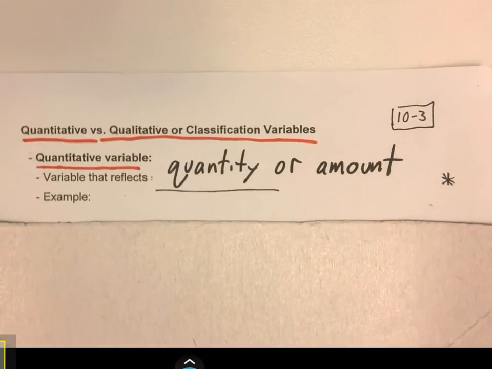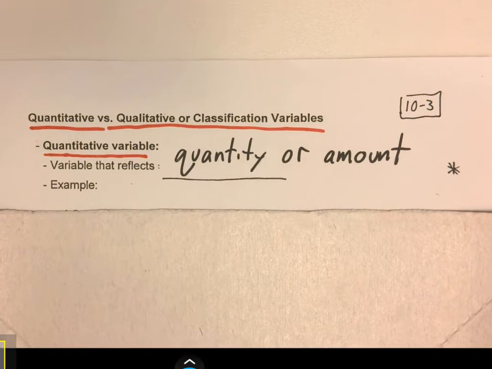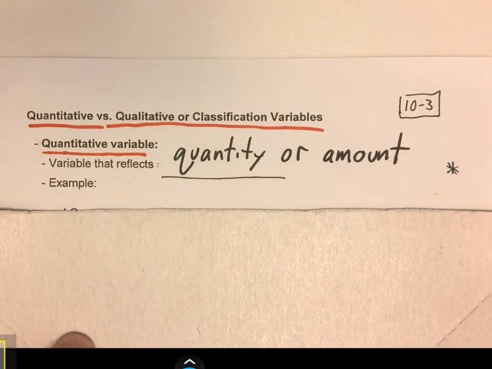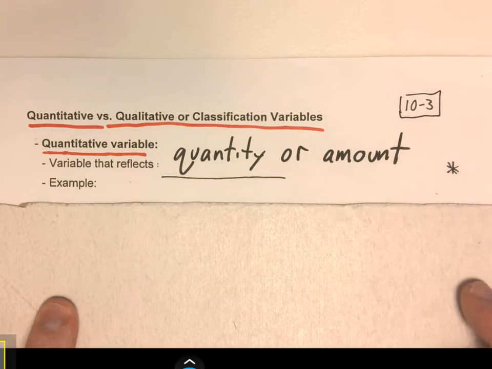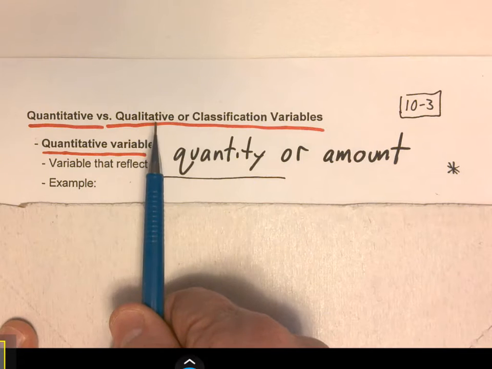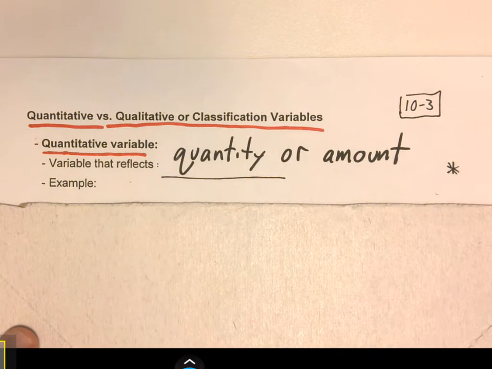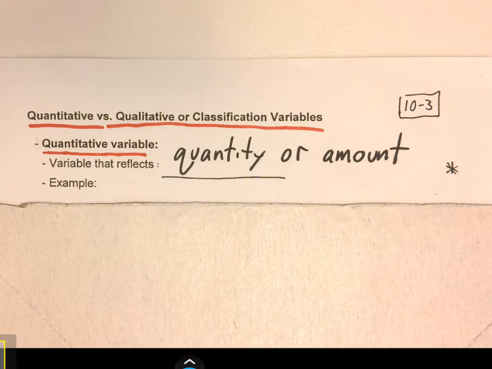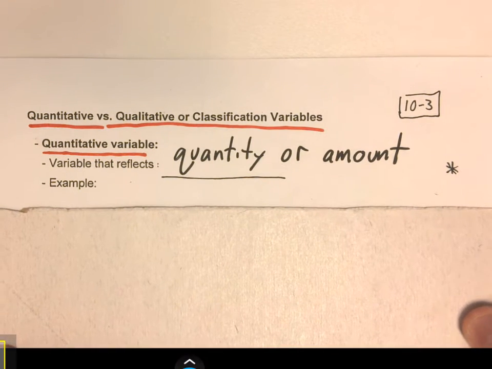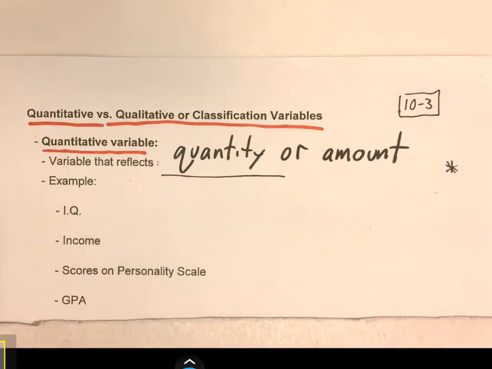I am on page 10-3 of our mini chapter. Let's make distinctions between different kinds of variables. First of all, what's the difference between a quantitative versus a qualitative classification variable? First up, quantitative variable. A quantitative variable is a variable that reflects quantity or amount. Almost always the values that a quantitative variable assumes are numbers, and these numbers reflect amount.